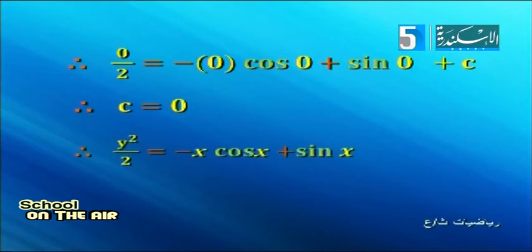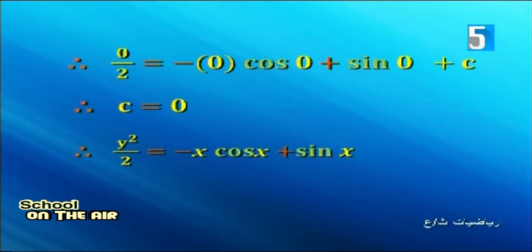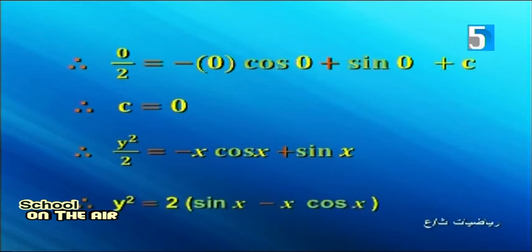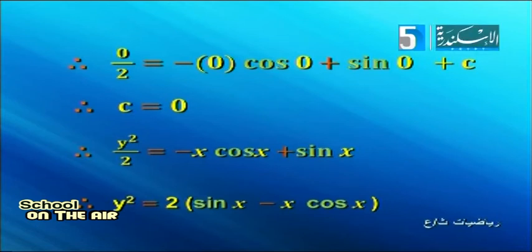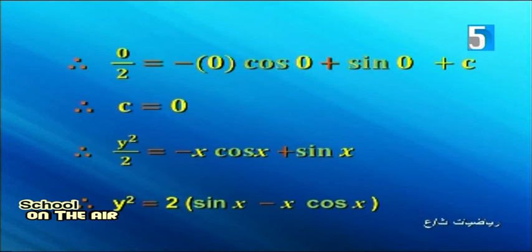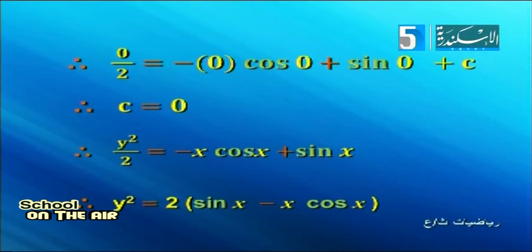The function y power 2 over 2 equals negative x cosine x plus sine x, and multiply by 2, then y power 2 equals 2 times between two brackets sine x minus x cosine x. Then if dy dx equals x sine x over y and the curve passes through the point 0 and 0, then y power 2 equals 2 multiply between two brackets sine x minus x cosine x.